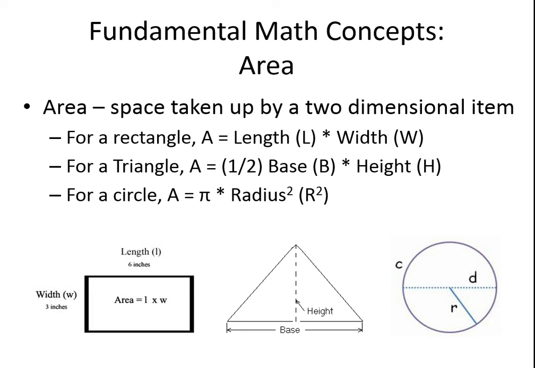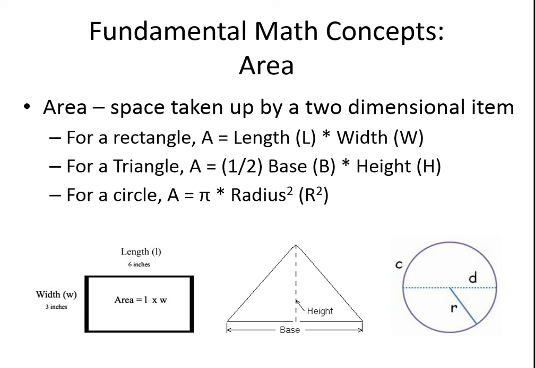So area is really the space taken up by a two-dimensional surface or item. So if you were to look at the area of your notebook, it's the area in 2 dimensions, the length and the width of that notebook, how much space it takes up in those 2 dimensions. And so for a rectangle, the area is going to be the length of that object times the width.